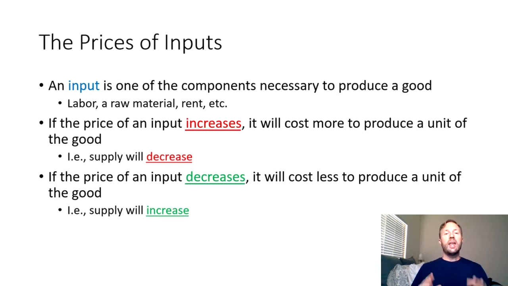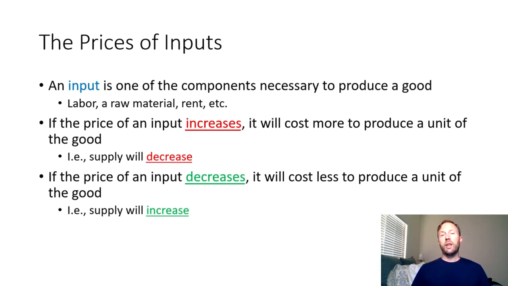Okay, if the price of an input increases, now it becomes more costly to produce every unit of a product. And that means that supply is going to decrease because, let me put it this way, if it used to cost you $2 to produce a unit, the lowest price you would be willing to accept for that unit would be those $2.